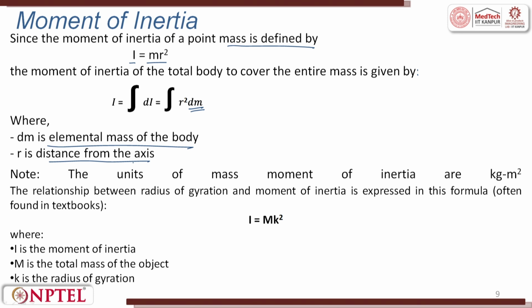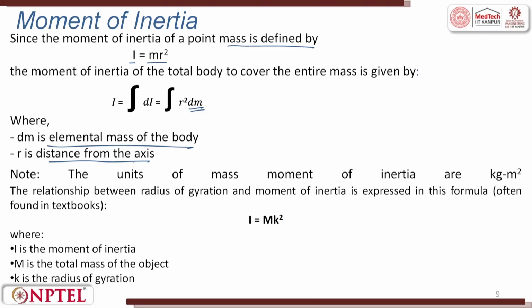Suppose moment is to be taken around one axis, a small mass is there, this is the mass of the body around this axis and this is the distance here. So, here we determine the moment. The units of moment of inertia are kg meter square. The relationship between the radius of gyration and moment of inertia is I is equal to m k square, where k is the radius of gyration, I is moment of inertia, m is the total mass of the object.